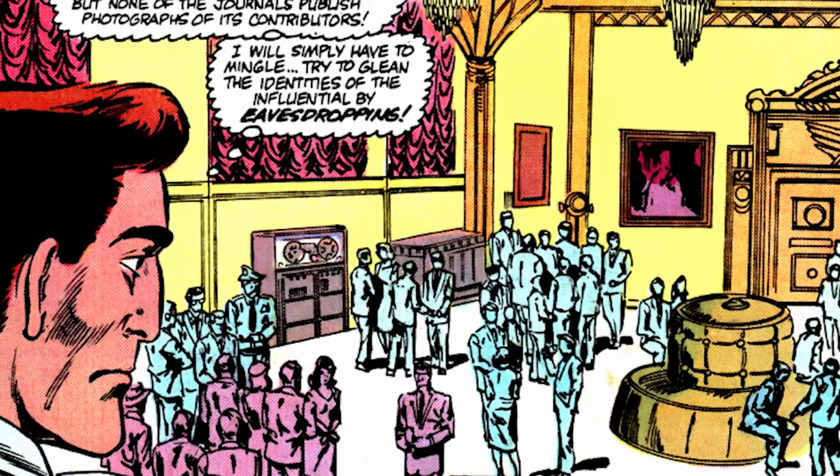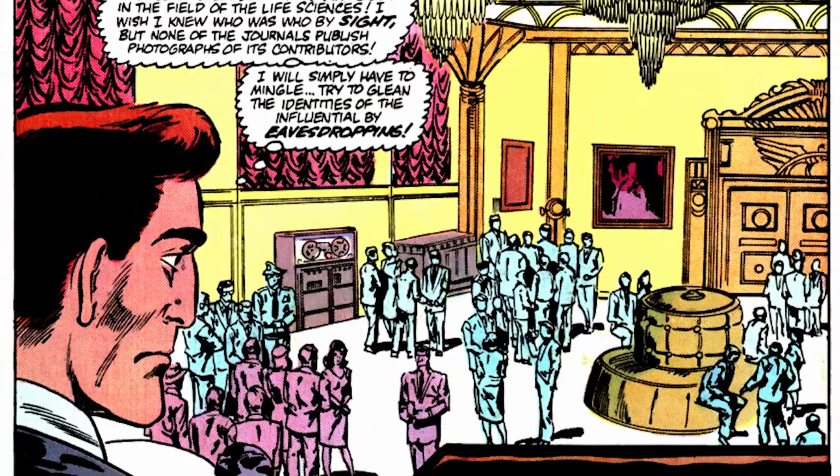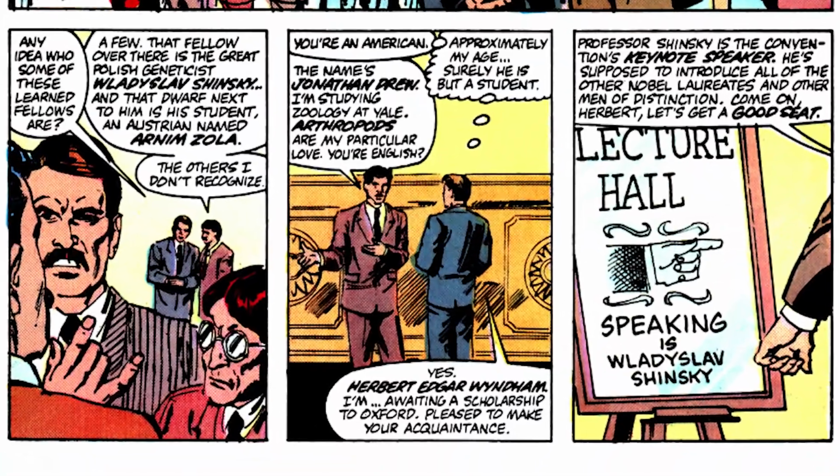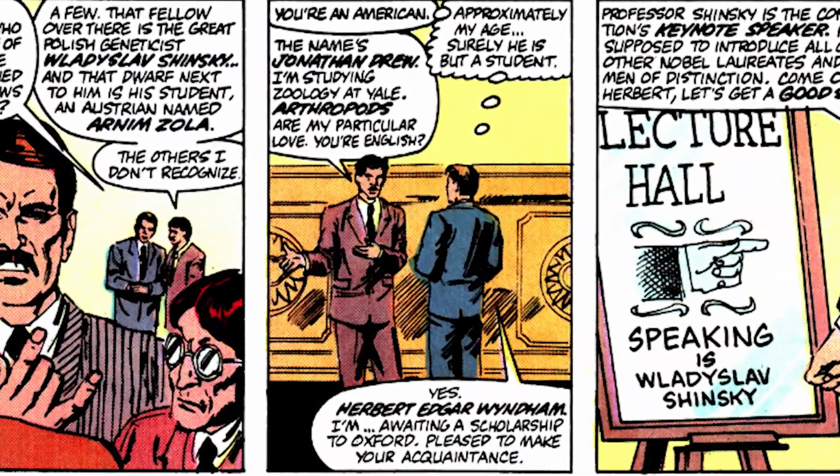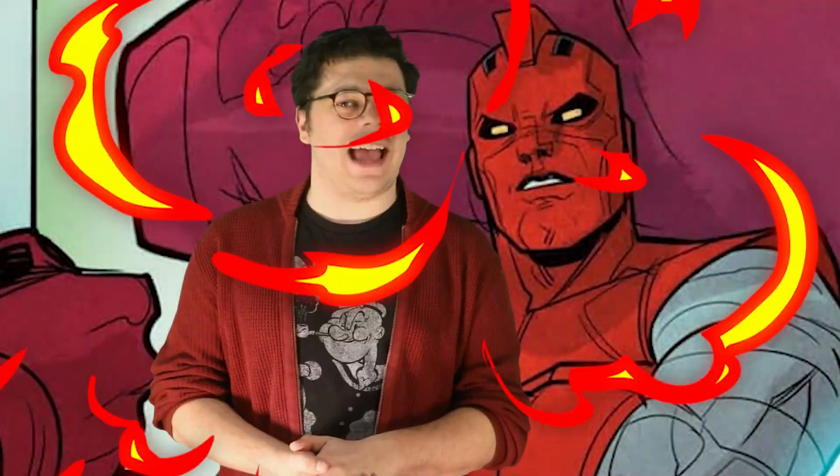He was invited to attend the 1923 International Conference on Genetics in Geneva, Switzerland, where he met an American scientist about his age named Jonathan Drew, who was studying arthropodic zoology at Yale. They became friends, but the conference was a disappointment for Herbert, as the keynote speaker advised him that his attempts to accelerate genetic material would be disastrous if he attempted it before scientists successfully managed to map the genetic code.